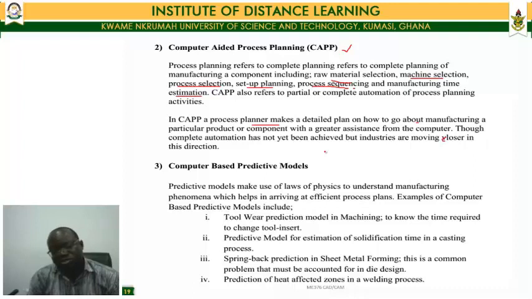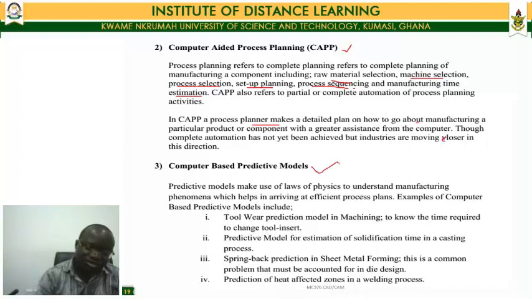Now, the third example of computer-aided manufacturing is the utilization of what we call computer-based predictive models. When it comes to predictive models, they basically use the laws of physics to understand manufacturing phenomena and help arrive at efficient process plans. Examples are as follows.